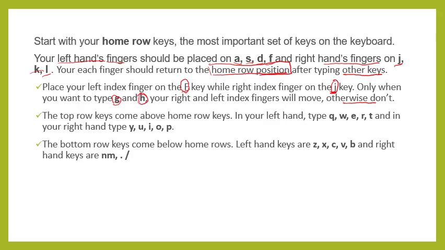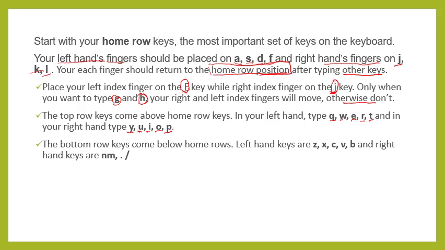The top row keys come above the home keys. In your left hand, type QWERT using your left hand fingers, and in your right hand type YUIOP.